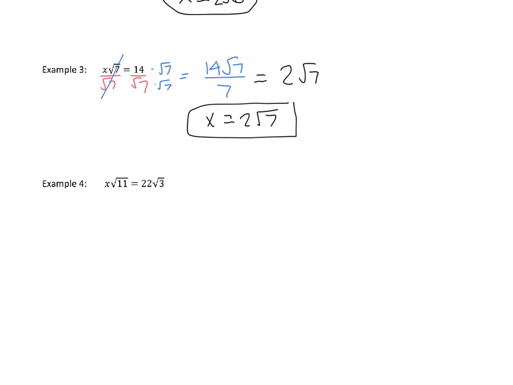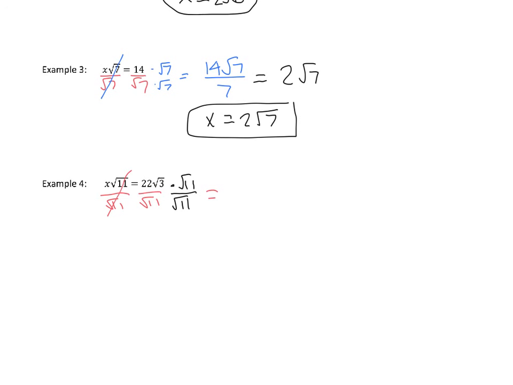Next one, example 4. Same concept, so hopefully you guys are seeing like it's the same steps over and over here, okay? Gonna divide both sides by square root of 11. Those cancel out, but again, can't have a radical in the denominator. So I'm gonna multiply the numerator and the denominator by square root of 11. Why do you ask square root of 11? Because it's what's originally was in the denominator. Okay, so I don't make this up. I get it right from here.